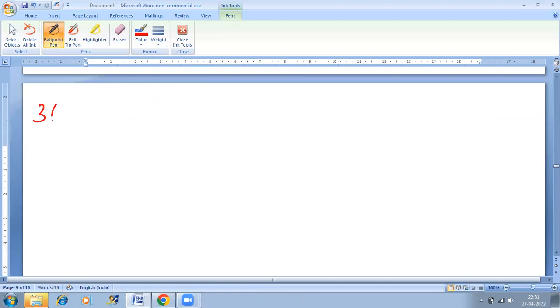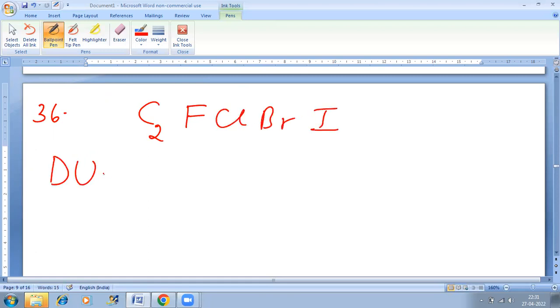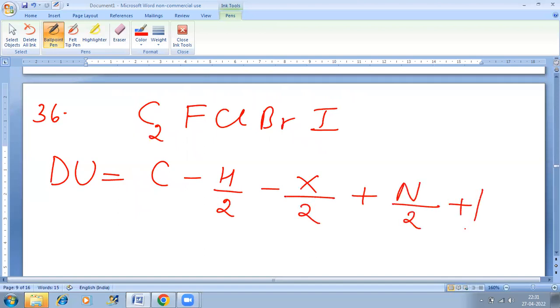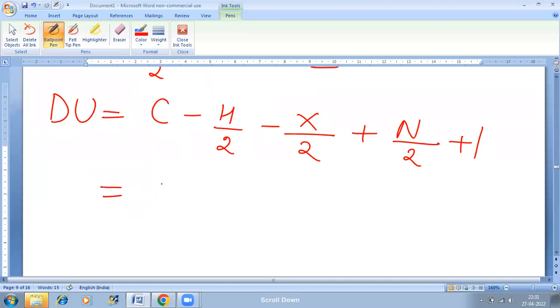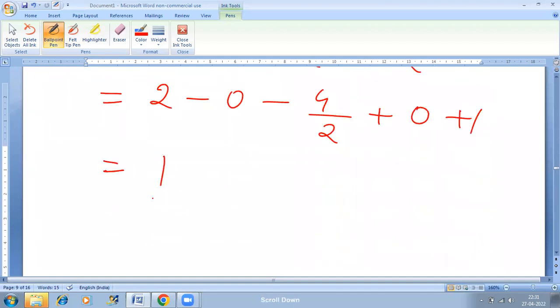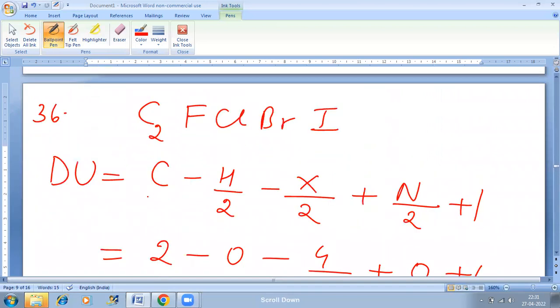36th question. Find the maximum number of atoms lying in the same plane in C2FClBrI. Calculate the degree of unsaturation first because the molecular formula is given to us. So C minus H by 2 minus X by 2. This is the formula. One. Correct.